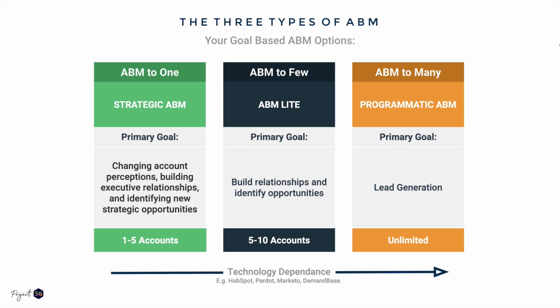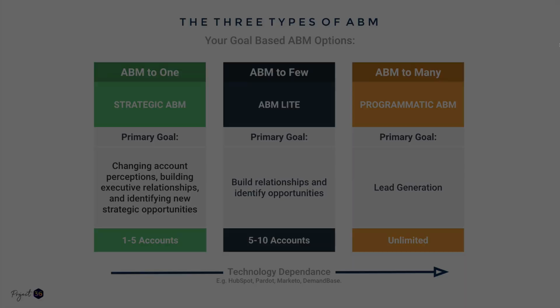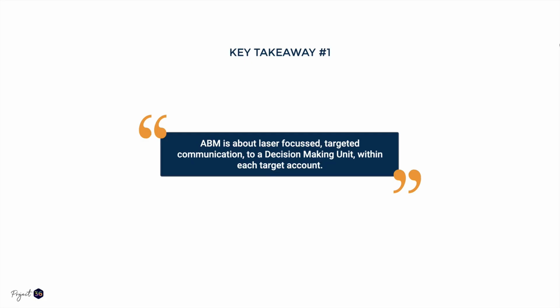And absolutely, when you get into programmatic or ABM to many, your primary goal here is qualified lead generation. The volume of people you can deal with is unlimited, but as I said before, you absolutely must have a solid technology stack. You're going to need people to run that stack, either internally or externally, but the capex is going to be significant, but as is the reward. So key takeaway number 1 here for you is that ABM is about absolute laser focused targeted comms to a decision making unit within each target account. And we're going to go and talk about the decision making unit next.